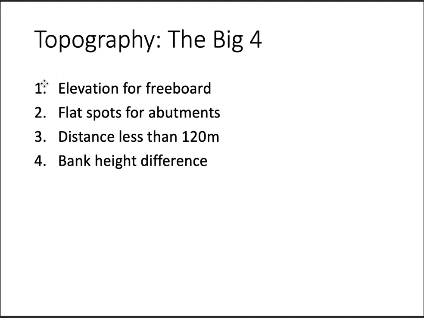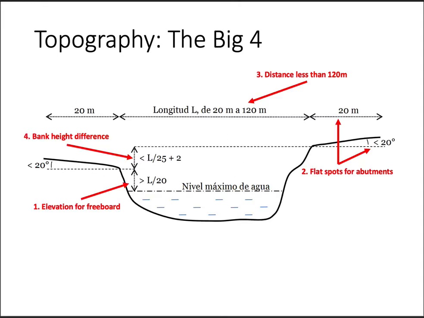So here are the four things that you need to check: elevation for freeboard, flat spots for the abutments, distance bank to bank is less than 120 meters, and the distance vertically between the banks will be according to a certain value that I'm going to show in this image here. This image is taken from our Guía Técnica, which is a one-page summary of everything you need to do when you visit a site and try to determine if it appears to be feasible.